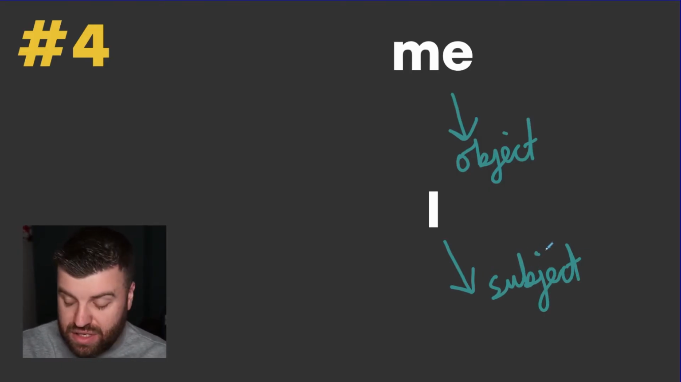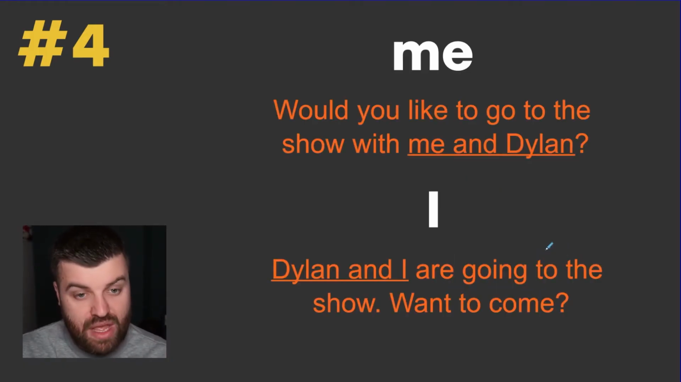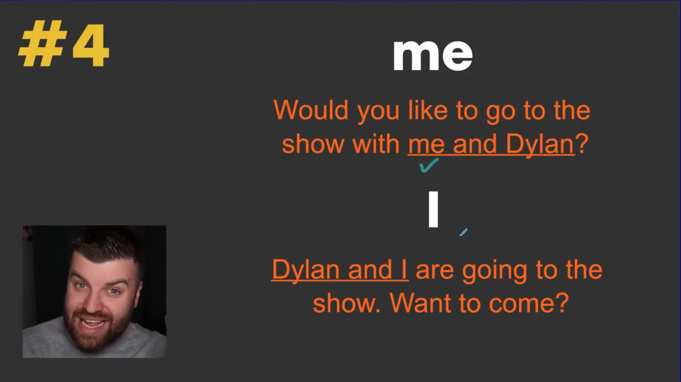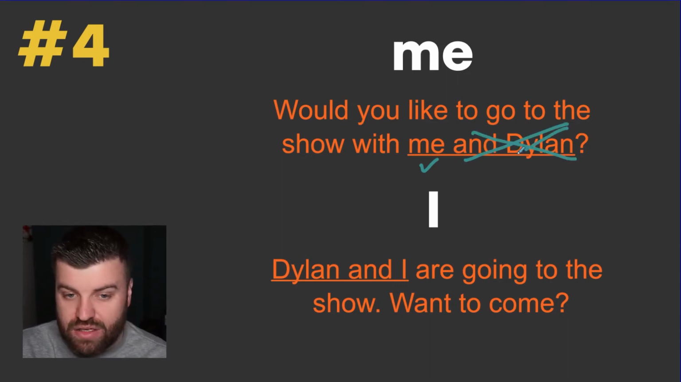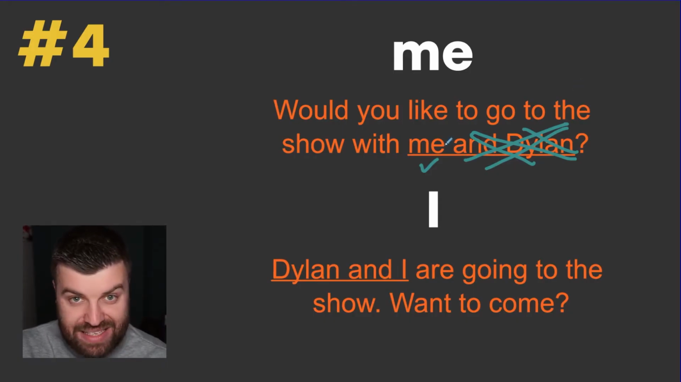Now, if that's confusing to you, let me show you an example and a more basic rule that works most of the time. So here we have, would you like to go to the show with me and Dylan? That's correct, we use me. Dylan and I are going to the show, want to come? And the really easy way to work out whether you should use me or I is to get rid of the extra person. So here I'm going to get rid of and Dylan. Let's see if the sentence makes sense. Would you like to go to the show with me? That makes sense, it's correct.